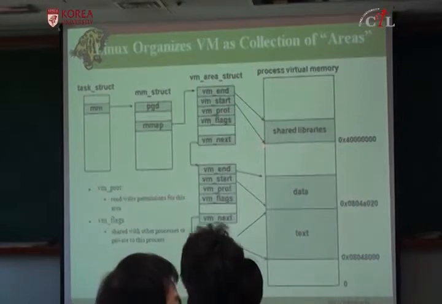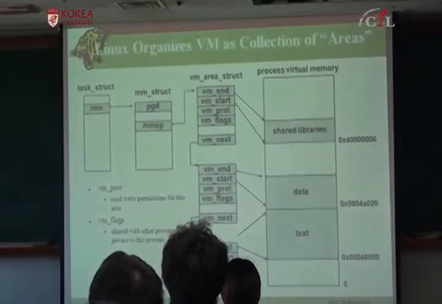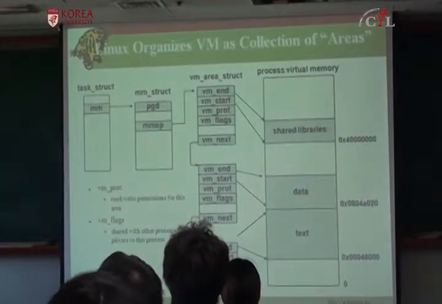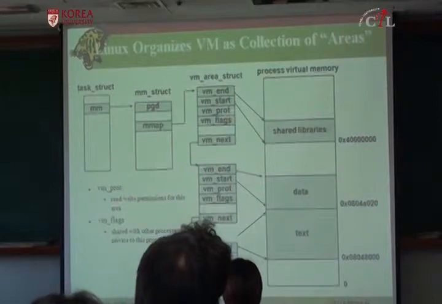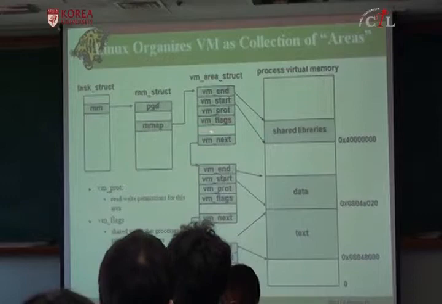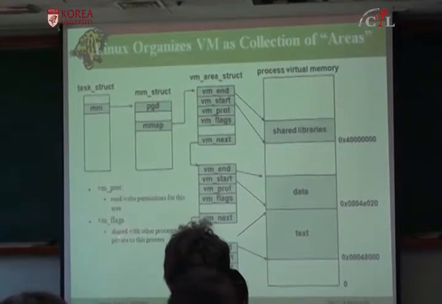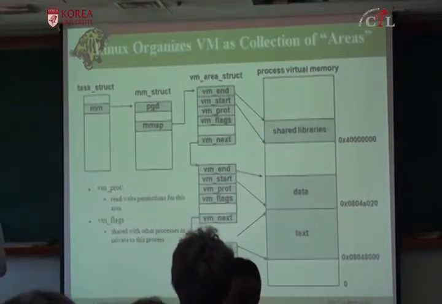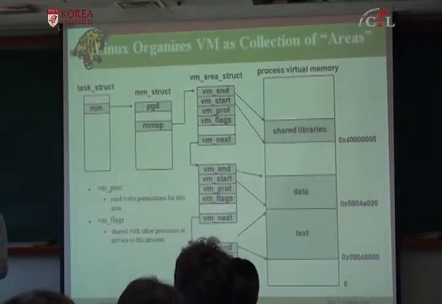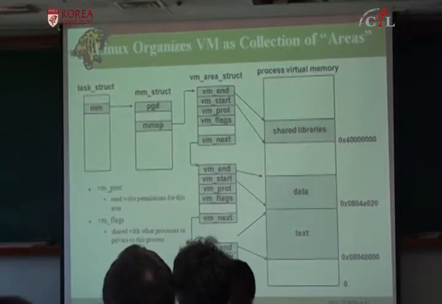The start address of this area, the end address, and the protection information. Protection information means whether this area is readable, writable, executable, and so on. And this also has flag information. Flag means what kind of area this is. An area can be shared or private or anonymous, three different types. And it has a pointer to the next area. So this is a singly linked list. Okay, linked list.